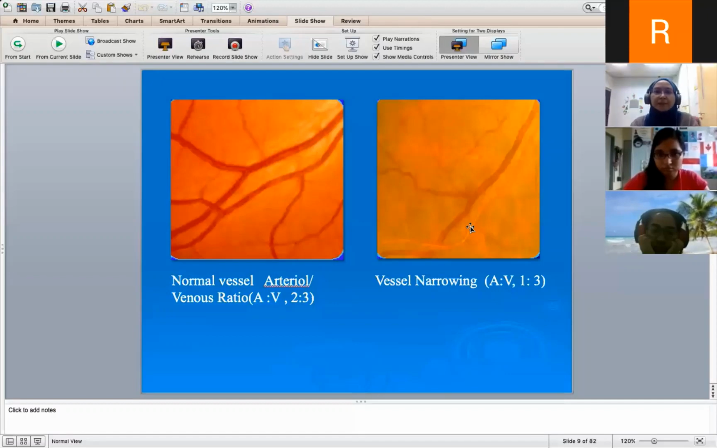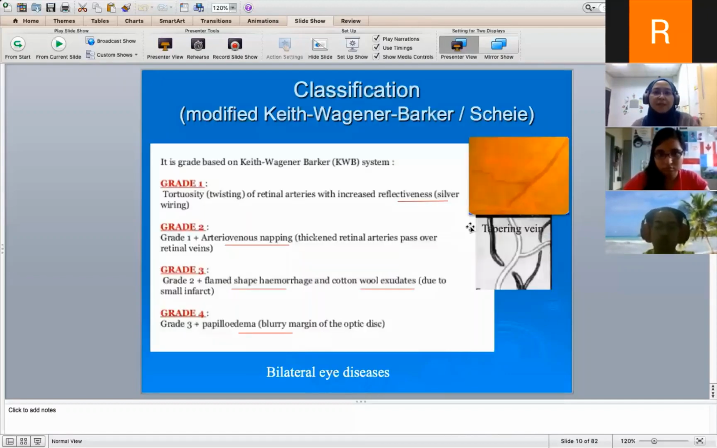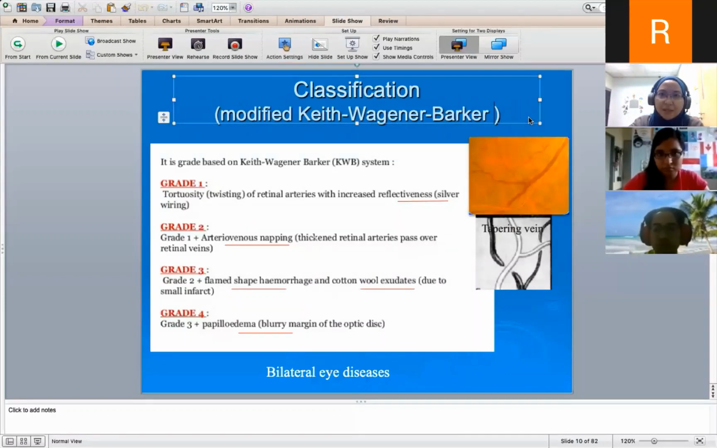Now let's look at the classification. When you go to classification, there are a lot of classifications. I use the Keith Wagner Barker. This is the most common, the oldest one, but I think for your level, this should be enough. There are a few other new classifications, but those are a bit more complex.